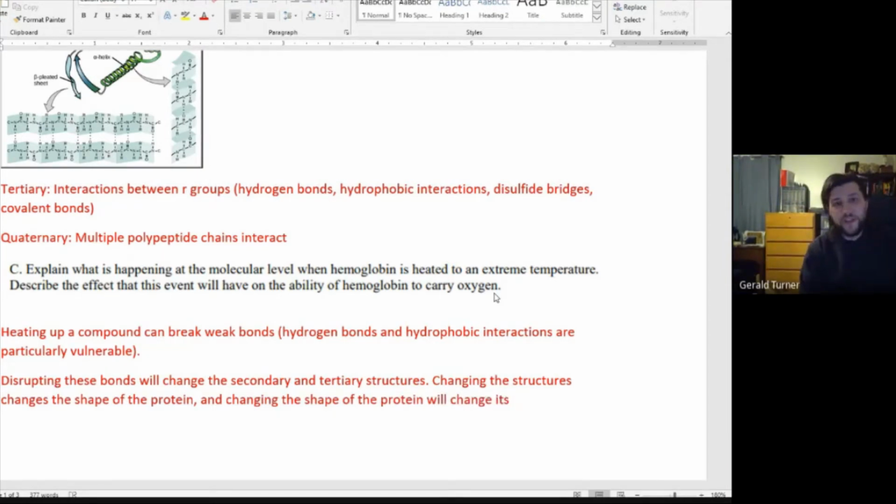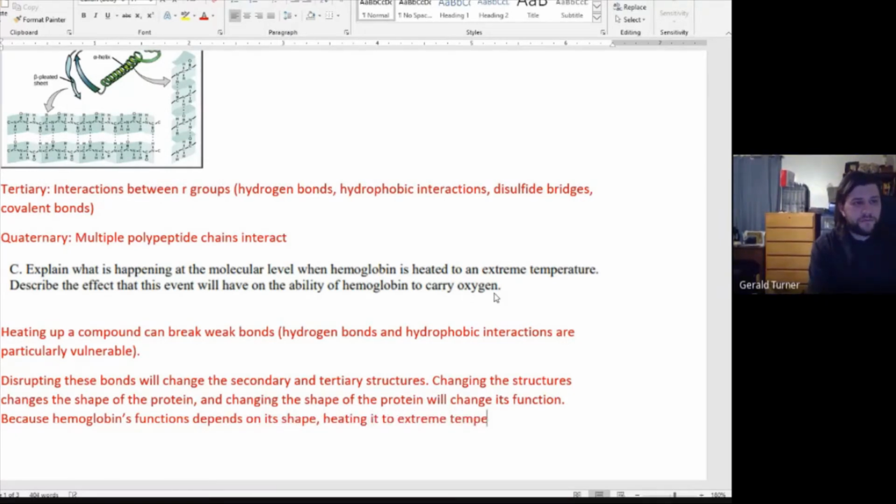And will change its properties or function. Because hemoglobin's function depends on its shape, heating it to extreme temperatures will reduce its ability to carry oxygen.